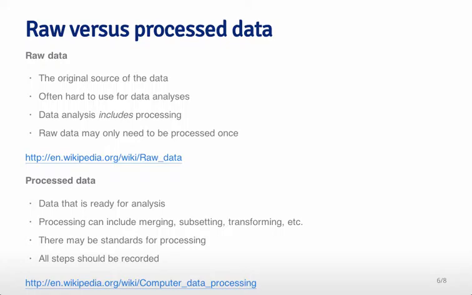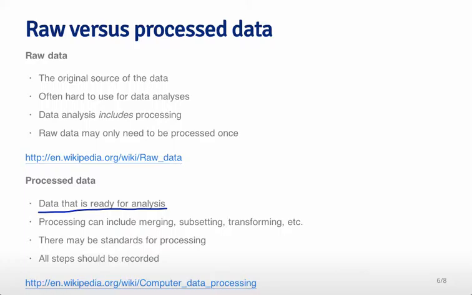In fact, a huge component of a data scientist's job is performing those sorts of processing operations. The raw data may only need to be processed once, but regardless of how often you process it, you need to keep a record of all the different things that you did, because it can have a major impact on the downstream analyses. The processed data is data that is ready for analysis.